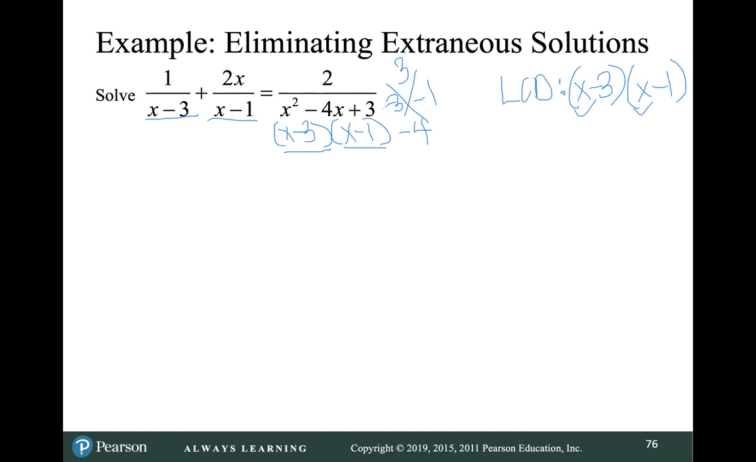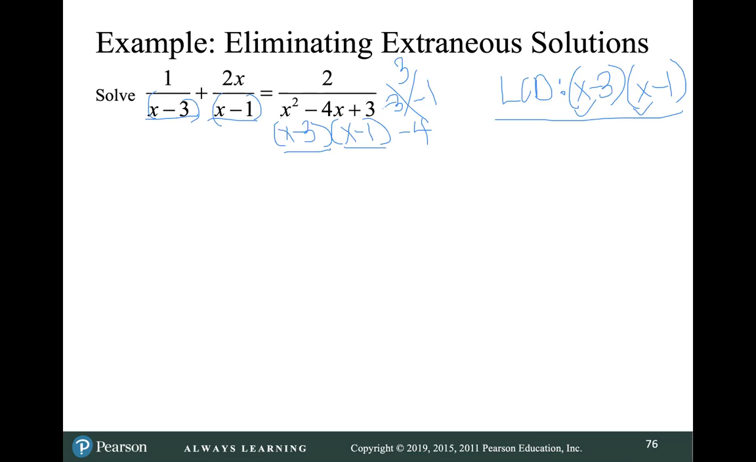Okay, so what we're doing is I just created an expression, an LCD, that has each of these factors. I need it to contain the first denominator, contain the second denominator, and contain the third denominator.